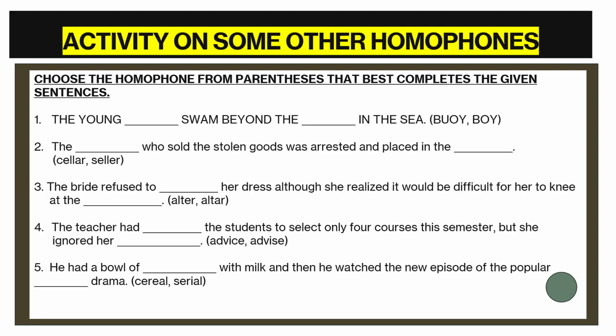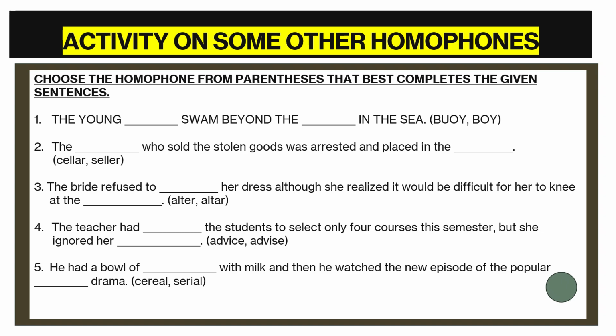Question 2. The blank who sold the stolen goods was arrested and placed in the blank. Is it CELLAR or SELLER? You decide where seller should be and seller should be. Question 3. The bride refused to blank her dress, although she realized it would be difficult for her to kneel at the blank. Is it alter ALTER and alter ALTAR? You determine which one should go where.